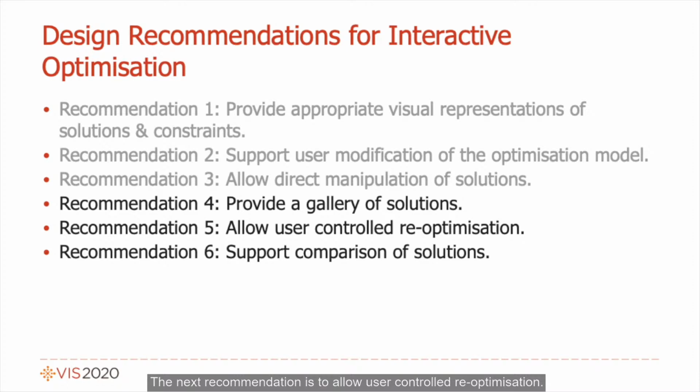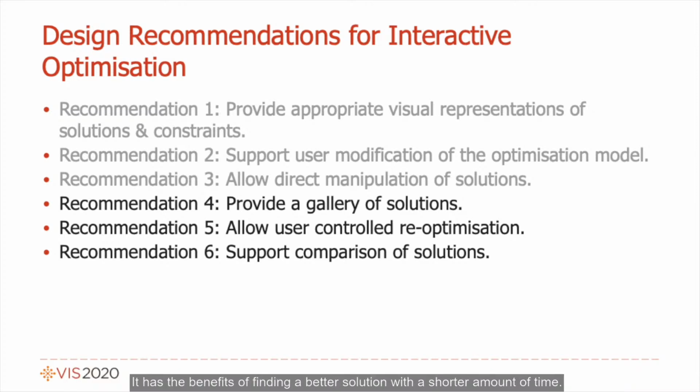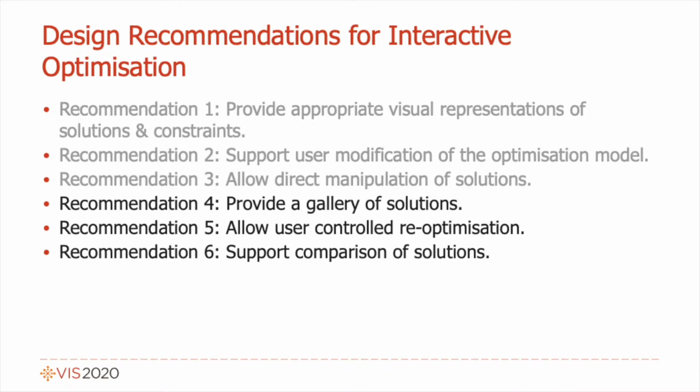The next recommendation is to allow user-controlled re-optimization. We think it is necessary to provide users with the ability to re-solve a part of a solution. Often, users are satisfied with only some parts of a solution. Users can ask the system to improve the remaining parts of the solution using re-optimization, which makes no changes or minimizes the changes to the satisfying parts of the solution. It has the benefits of finding a better solution in a short amount of time. Also, it allows users to explore the solutions that they are more interested in.